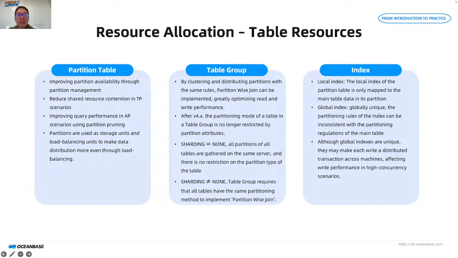The sharding attribute is categorized into two types. The first one is sharding equal to NONE. The table's partitions are consolidated on the same machine without restriction on the partition types. Data from the tables in this group is scattered across multiple machines, ensuring consistency in data distribution. The second one is PARTITION. This requires all tables in the group to have consistent partition definitions, allowing for partition-wise join.